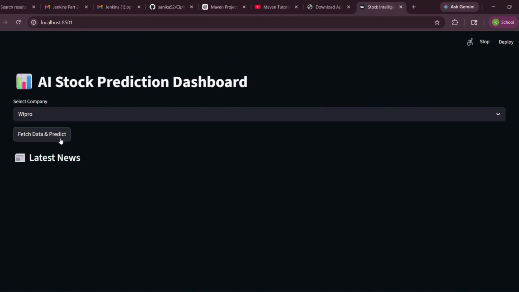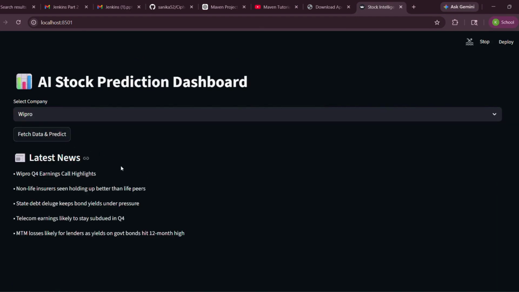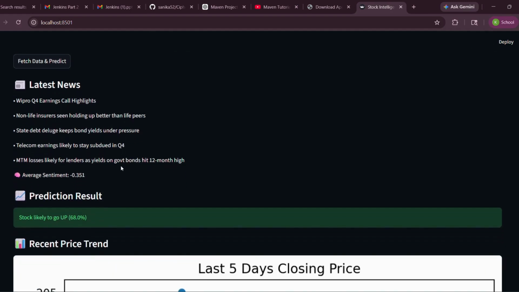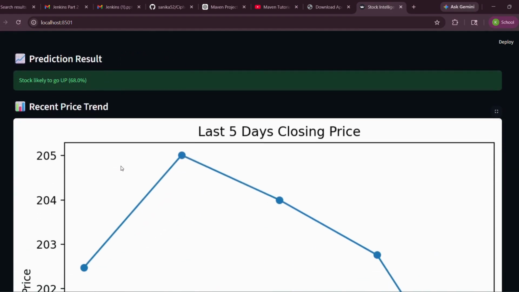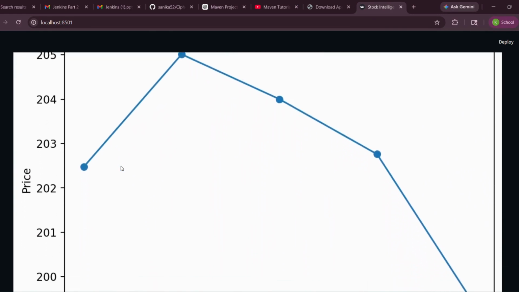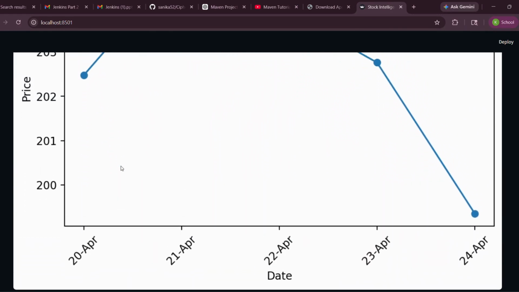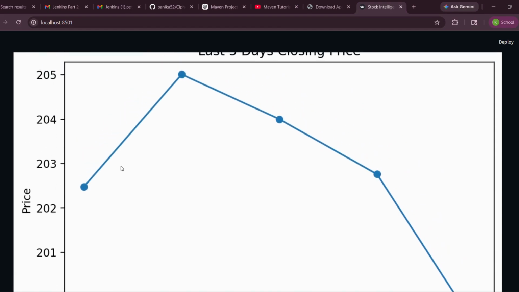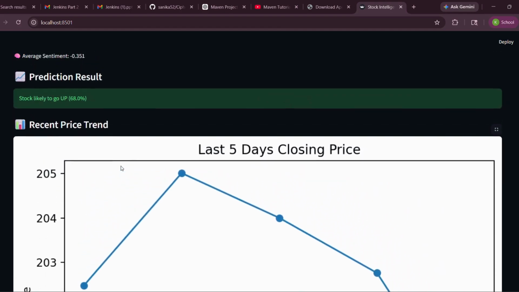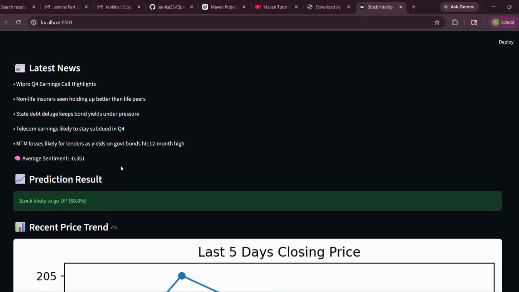The next one we will see is Wipro. So here are the latest news for Wipro, and the prediction was up. In the graph as well, we can see that the previous 5 day trend was going up and then down.